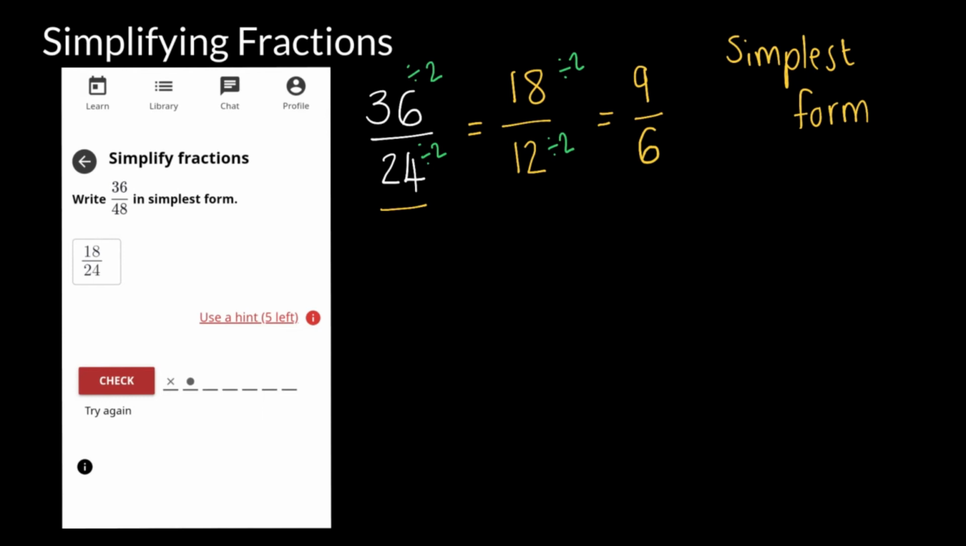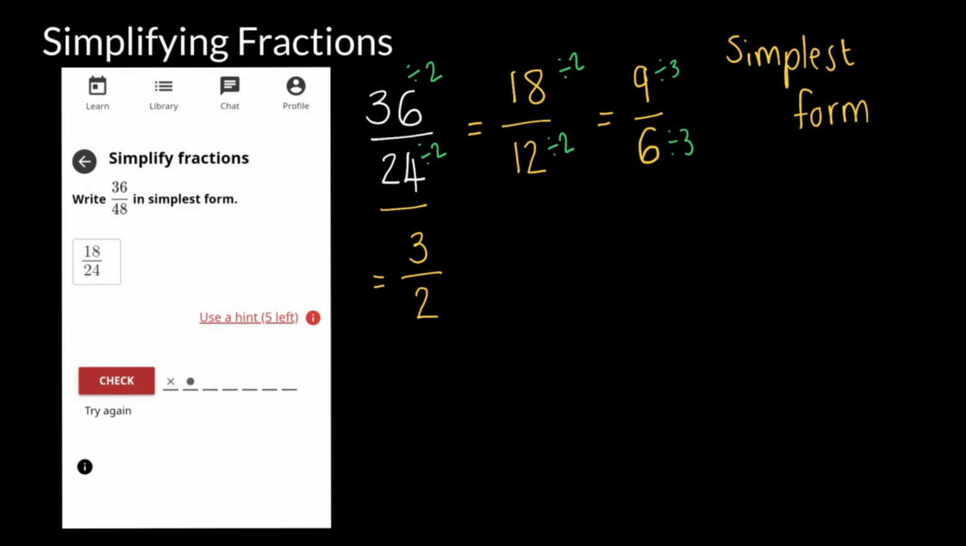Okay, are we done though? Can you think of another number that I can divide into both the bottom and the top that's going to make this even simpler? Think about it. I think we can. I think we can divide both the bottom and the top, not by 2 this time because that won't divide into 9, but we can divide by 3. So we go divided by 3 over here, divided by 3 over here, and that gives me 3 over 2.